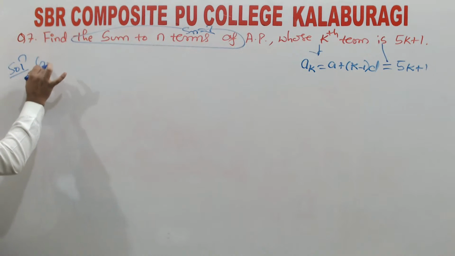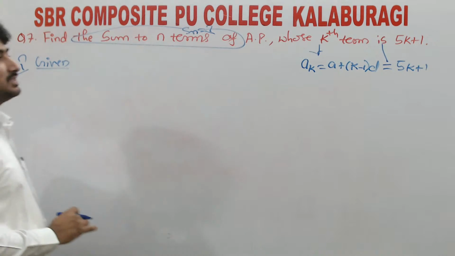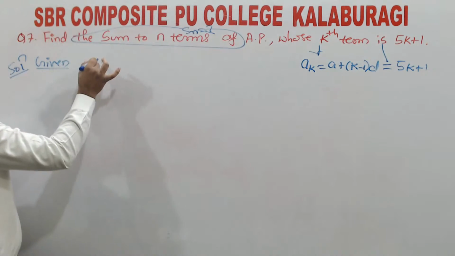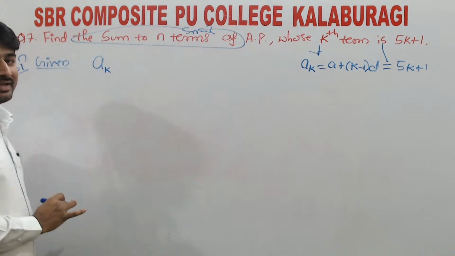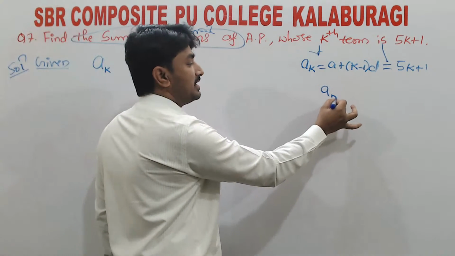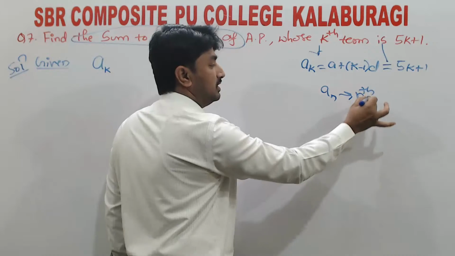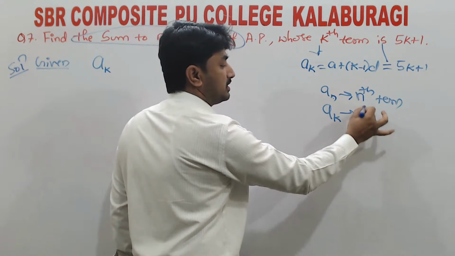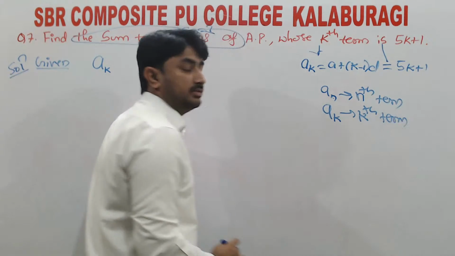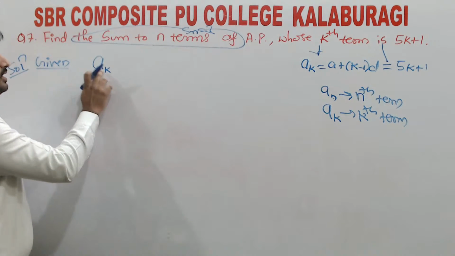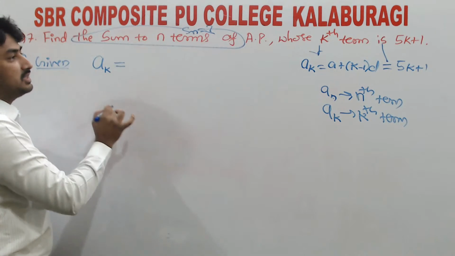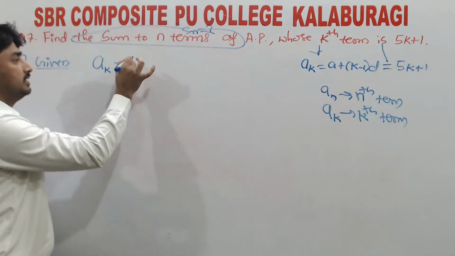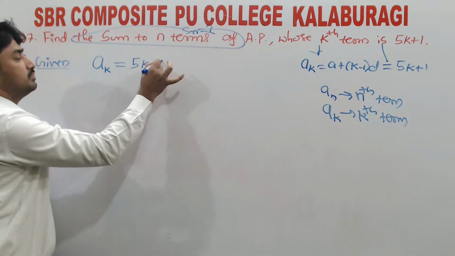Solution. The given term is the kth term, 5k plus 1. I am taking the kth term as ak. Suppose the nth term is an, it is called the nth term, and in place of n I am taking k, so it is called the kth term. Therefore, ak is equal to 5k plus 1.